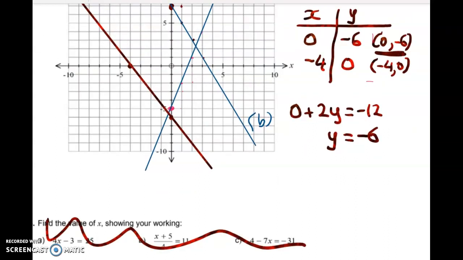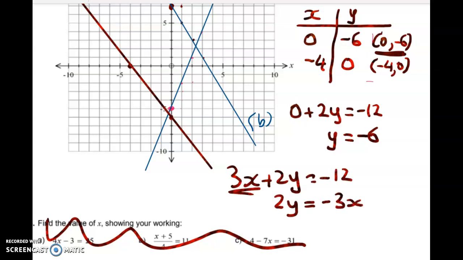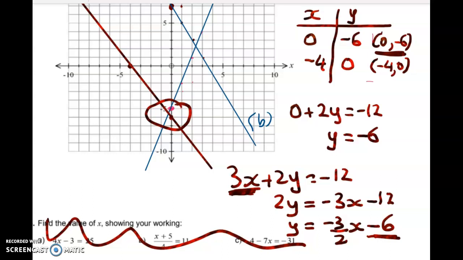So what do we have? Well, we had 3x plus 2y equals negative 12. 2y is equal to negative 3x minus 12, right? I'm subtracting 3x from both sides of the equation. Now I'm going to divide both sides through by 2, and I'll get y equals negative 3 over 2 x minus 6. And if you look at what we've drawn, that is exactly what we've drawn, right? You can see my y-intercept here, and you can see my gradient as well, that here I'm going out 2.